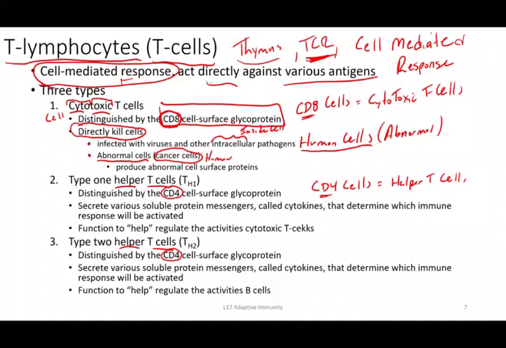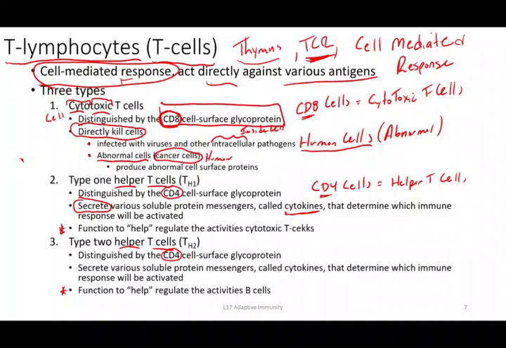The reason we've broken these helper cells down into two types is a question of who they're going to help. Both types of helper T cells have a CD4 protein. Both are going to help by secreting or releasing unique protein signals, often called cytokines. Those cytokines are going to help coordinate and activate this adaptive immune response. But what's different about these two is this last bullet point in each one. It's a question of what those chemicals are going to help.